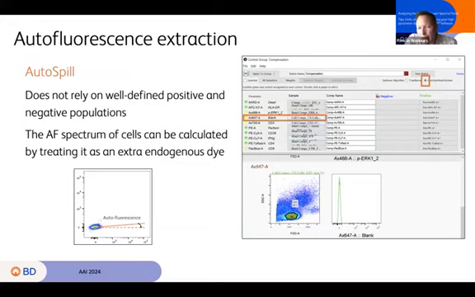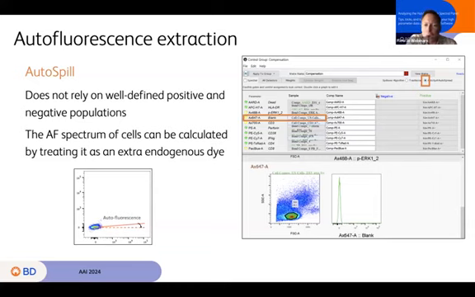Okay, the other hot topic in doing spectral unmixing is autofluorescence. You can extract autofluorescence if you've got some extra channels. In fact, you can create multiple autofluorescent channels if you'd like to do so, if you have enough extra channels. There's a couple of ways to do this.